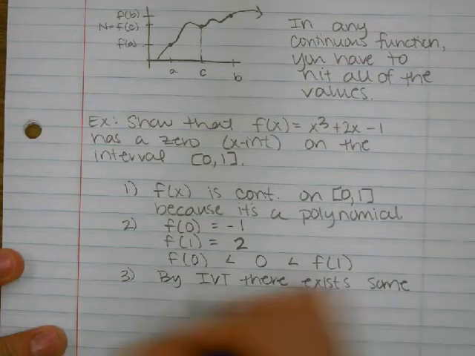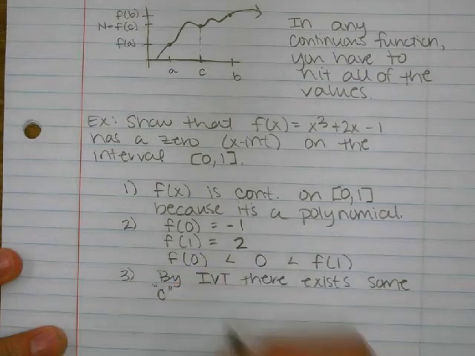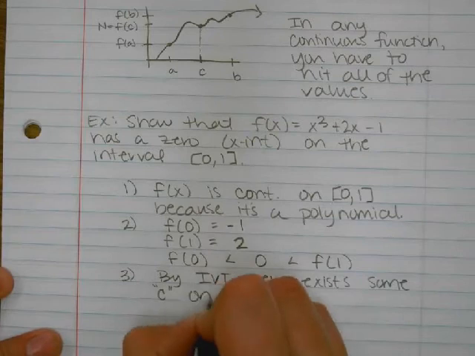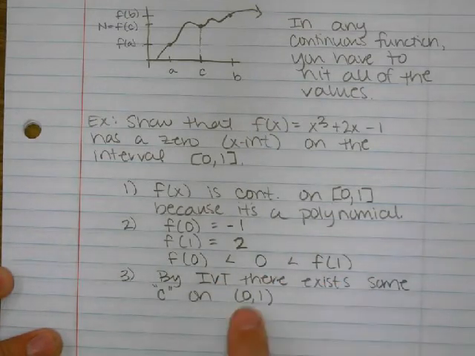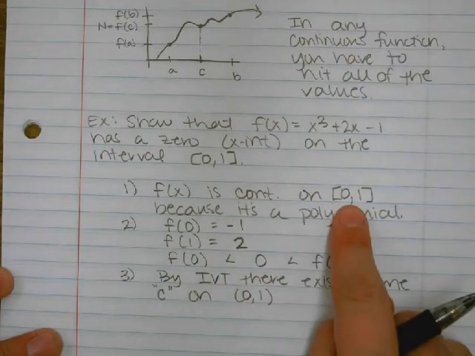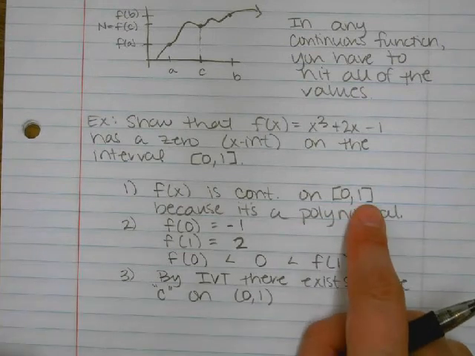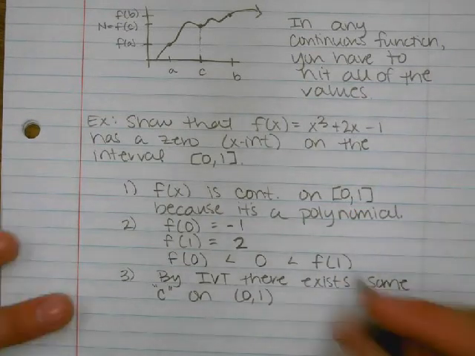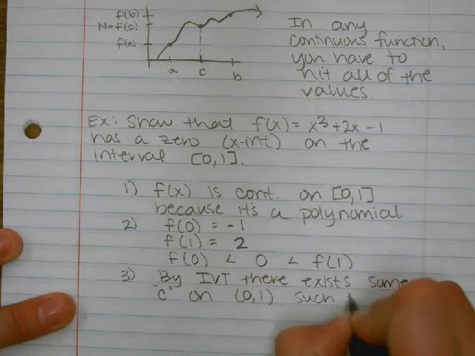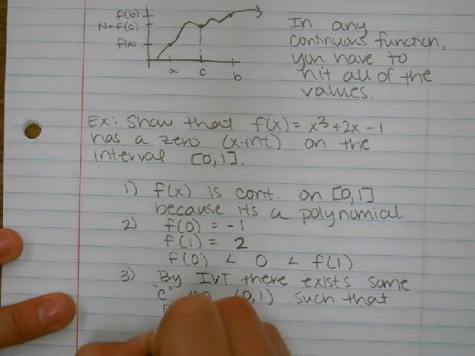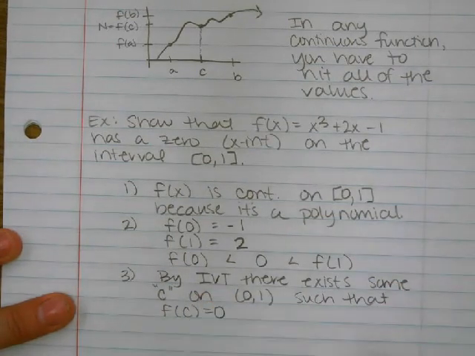there exists some c on (0, 1). So there's going to be some number in between 0 and 1, not including 0, not including 1, but some number in between, such that f of c equals 0.